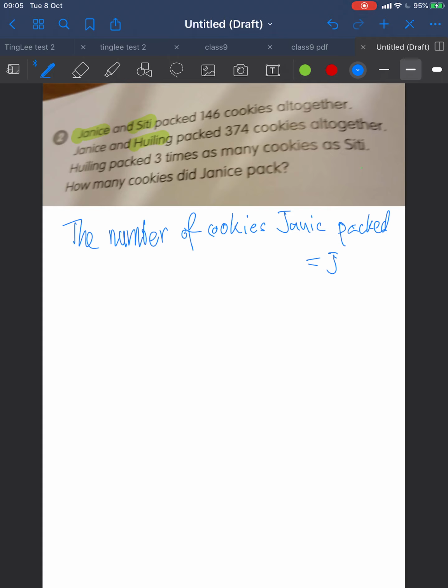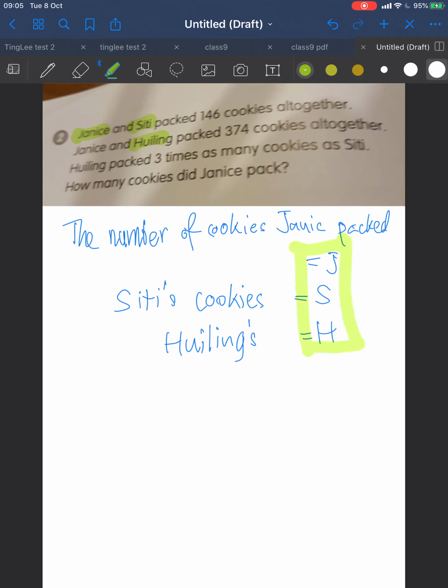We do the same thing for City. So the number of cookies City packed is S. And you can easily guess that H should stand for Huiling's cookies. Huiling's cookies are H. So now we end up with these three letters. Now we come back to the equations, the conditions that you have in the question.